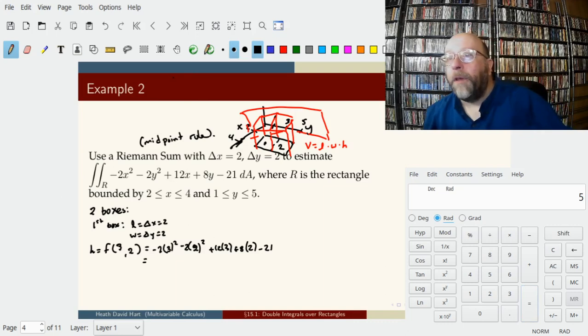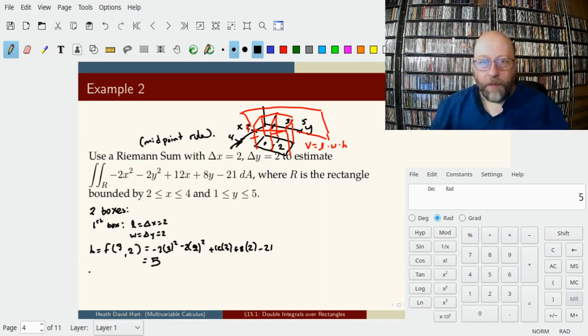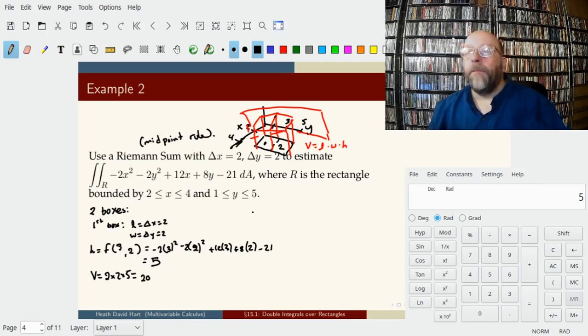And so the volume is the length times the width times the height. 2 times 2 times 5. Well, that's 20. That's an estimate for the volume of this first box. So let's look at the second box now.